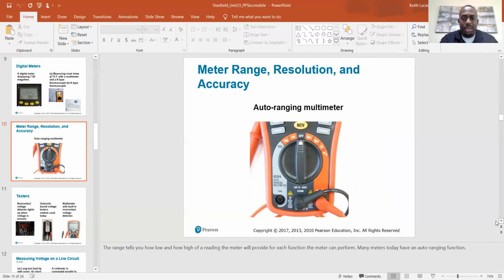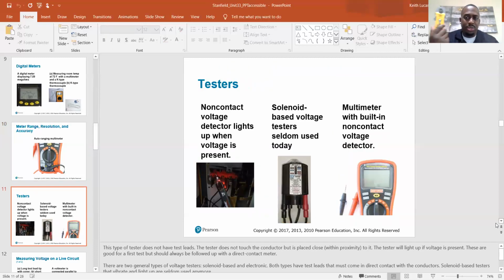Analog is old news. So meter range, resolution, and accuracy. The range tells you how low and how high of a reading the meter will provide for each function that the meter can perform. Many meters today have an auto ranging function. I believe the meters that you guys have in class, or at least the ones that I've seen, because I think they changed them, older classes had different meters, but the ones you guys got have a range function on there. I don't like that. I like this one, which just has an auto range.